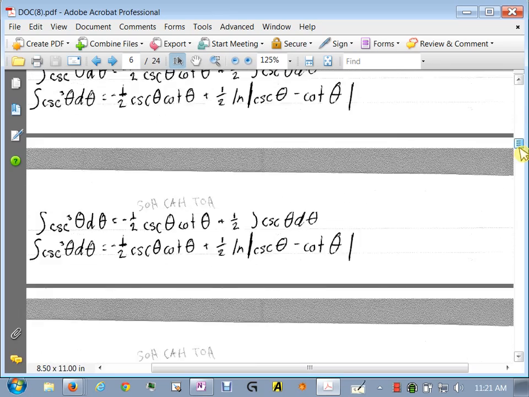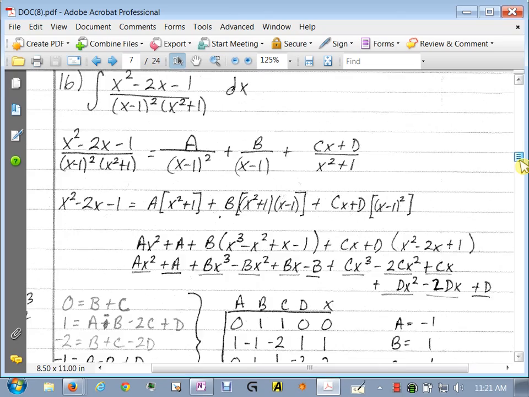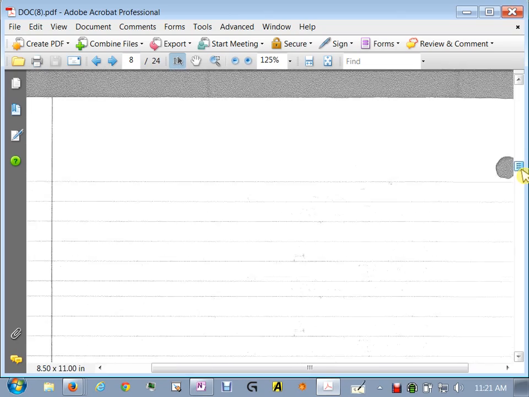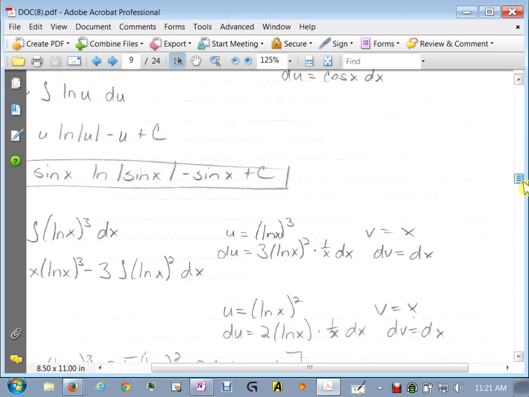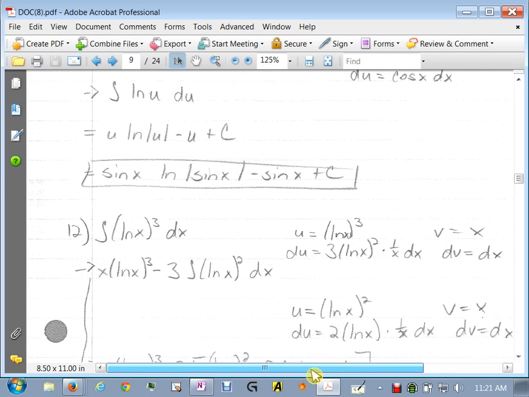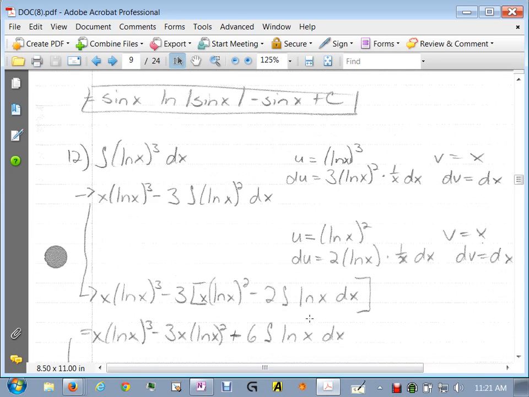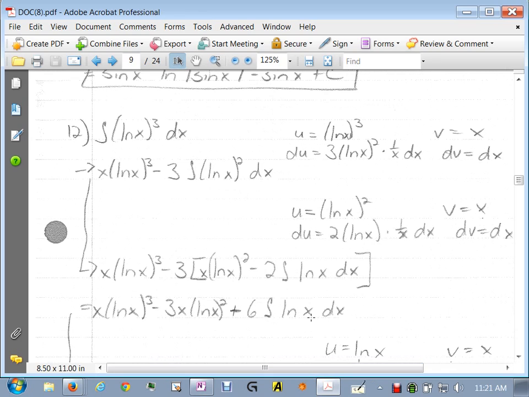Which one? Yeah, I don't think so. Let's see. What does 12 look like? There it is. Okay. So, what sort of issue did he run into with 12? Nat?